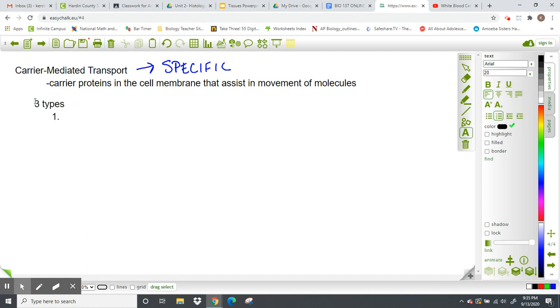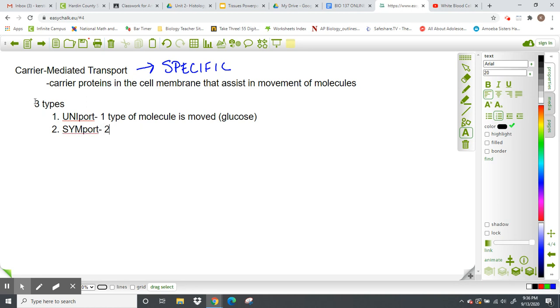One of those types is called a uniport. I'm putting these in all caps just for emphasis, so you don't have to write them down that way. In a uniport, it moves one type of molecule. An example of this in your body is the carrier molecule that moves glucose. There's a protein embedded in the cell membrane that all it does is move glucose.